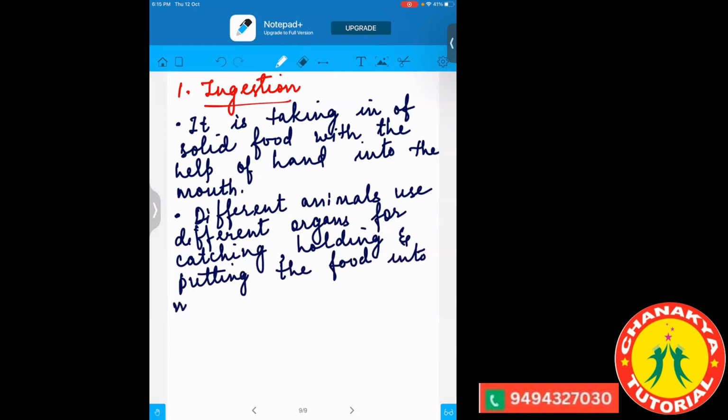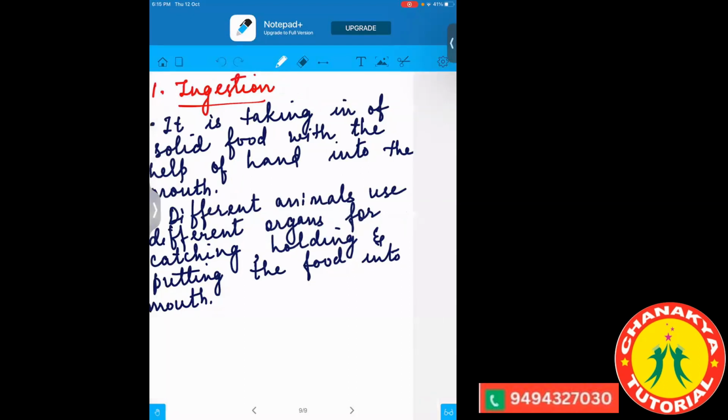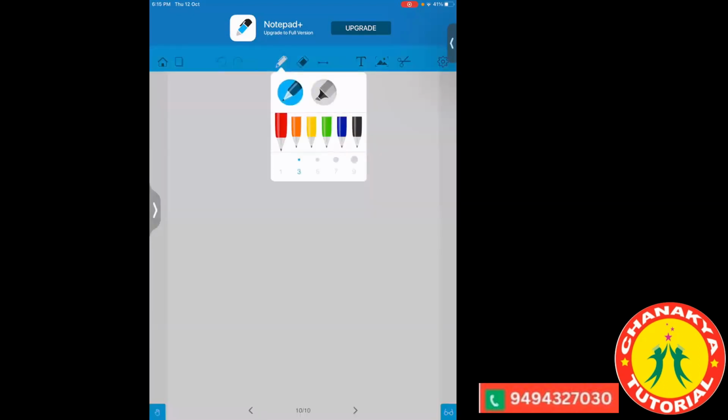into the mouth. We are very much aware that every animal, like the dog, has a different way. They hold the food with the help of the limbs, and then take it into the body. Birds have a beak, and with the help of the beak they take the food. So all animals have a different way of taking in food.